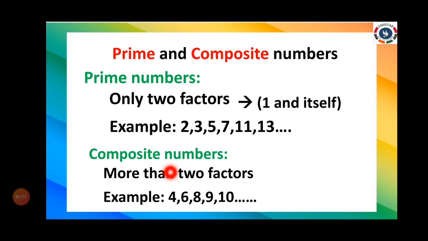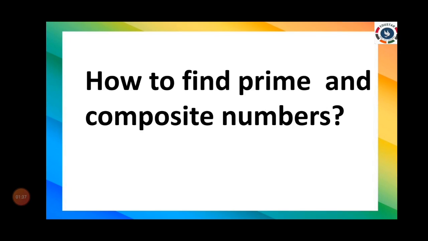For example, the factors of 4, we already saw before: 1, 2, 4. So it has more than 2 factors. I mean it has 3 factors. So it is a composite number. So 6, 8, 9, 10. These are all even numbers. Some odd numbers also have more than 2 factors. So they are all composite numbers.